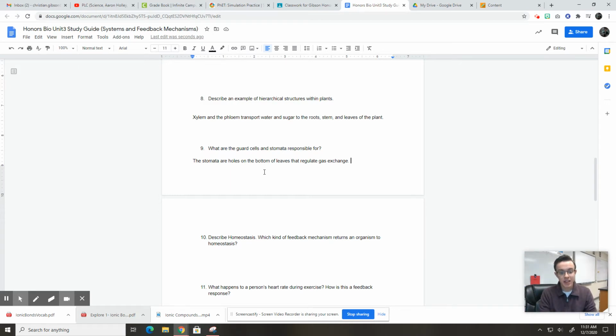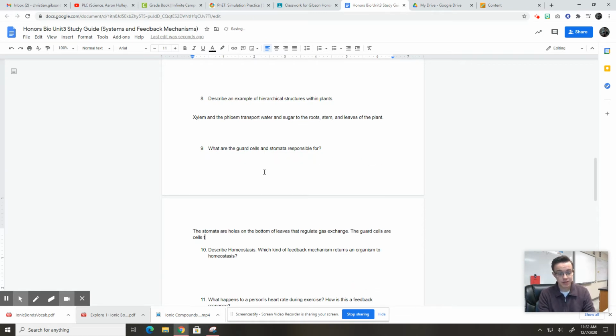the stomata. So the guard cells are cells that open and close the stomata. Think of them as guarding the stomata. When they want gases to go out, the guard cells keep the stomata open, and when they want gases to not go out, the guard cells will close up the stomata, and that closing up is what causes the leaf to droop down, and it looks like it's wilting.